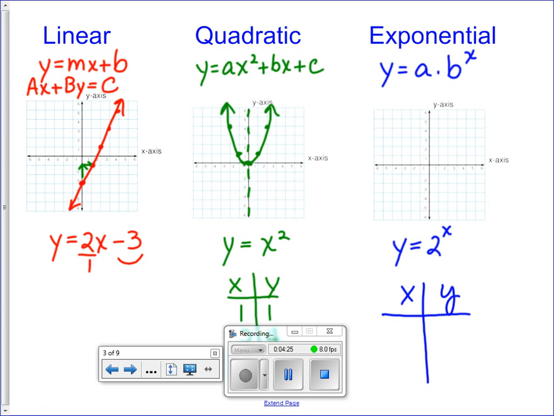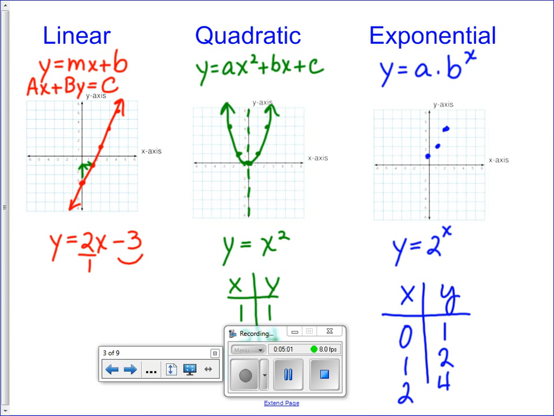All right, if x is 0, 2 to the 0 power would be 1. Hopefully you remember that from our chapter on exponents. 2 to the first power would be 2. 2 to the second power would be 4. And past that, I'm going to be off my graph. So at 0, 1, I have a point. At 1, 2, I have a point. And at 2, 4, I have a point.